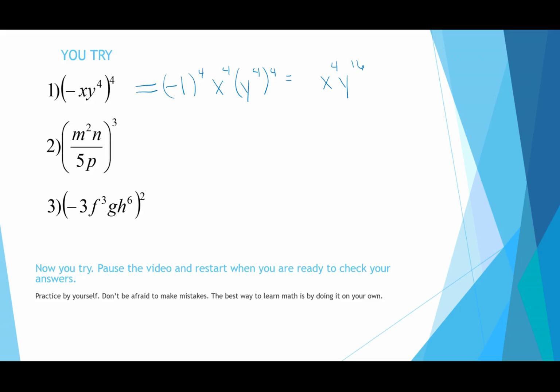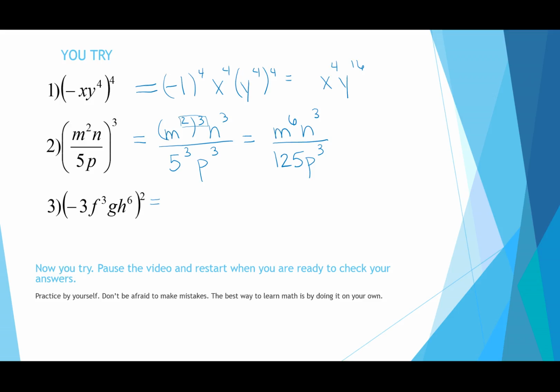All right, for number 2, we have a quotient that's being raised to a power. So your m squared is being cubed, your n is being cubed, your 5 is being cubed, as well as your p being cubed. So let's apply the rules where they are. We've got a power to a power here. You should have gotten m to the 6th, n cubed on top. 5 to the 3rd power is 125, and p cubed.